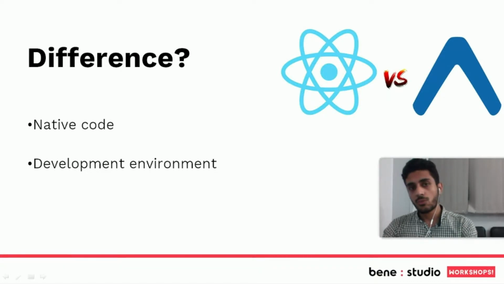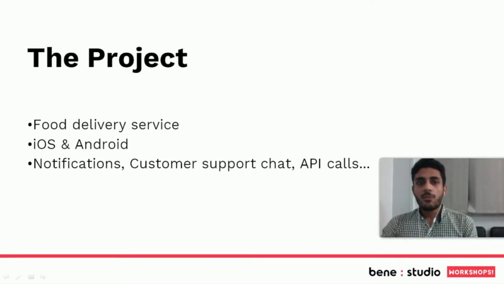So I'm going to share now my own experience building a React Native project using React Native and Expo. I'm going to talk a bit about the project itself and the issues that I encountered as I used Expo to build that project. Now, for starters, the project itself was a regular commercial application. It was a food delivery service aimed for both platforms, iOS and Android.